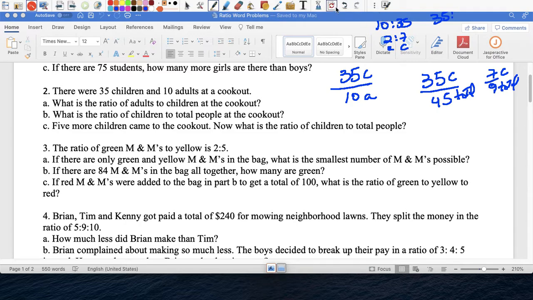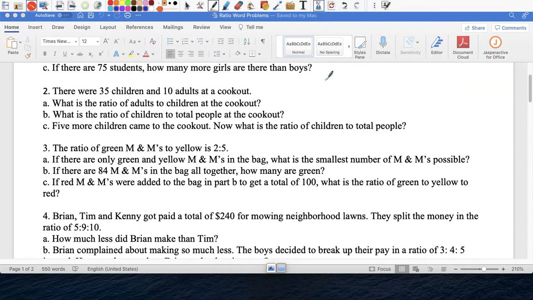5 more children came to the cookout. So if we have 5 more children, now we have 40 children. Let me just write that down. We still have 10 adults. What's the new ratio of children to total people? Well, 5 more children, and I have 40 children to a total of, now there's 40 plus 10, 50 total.